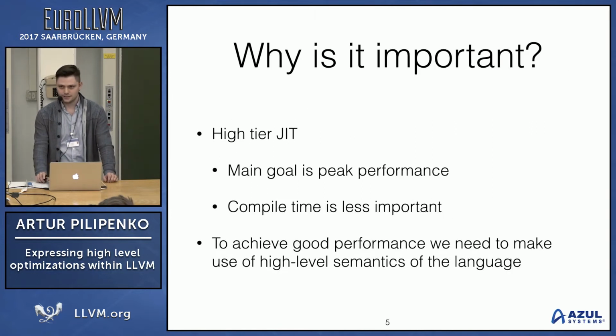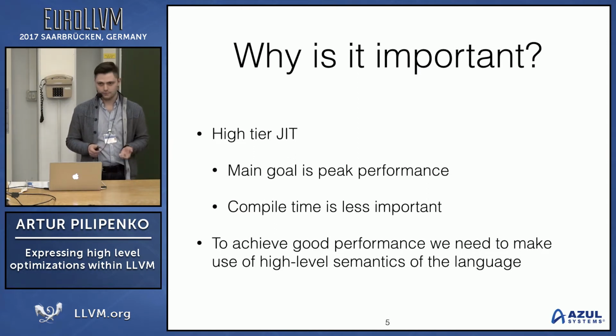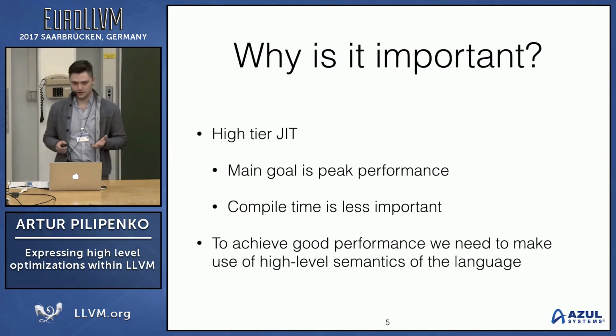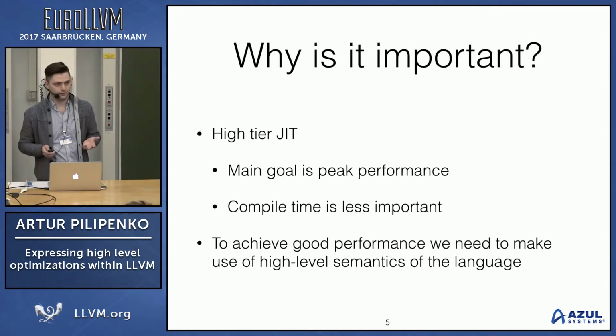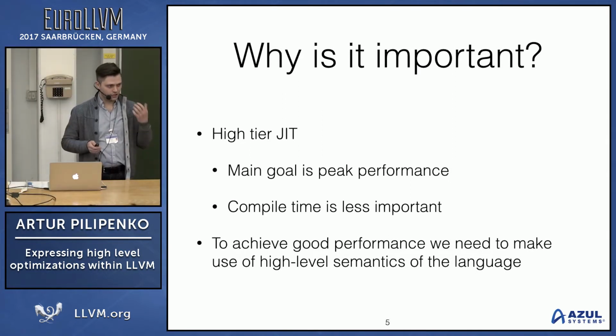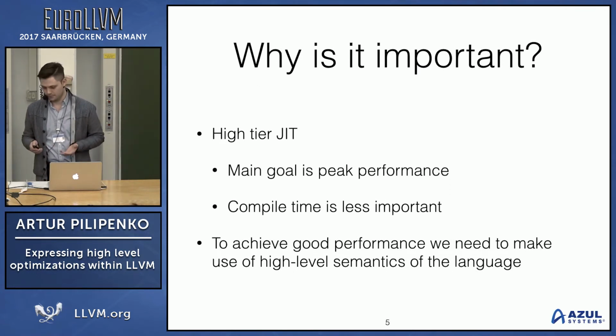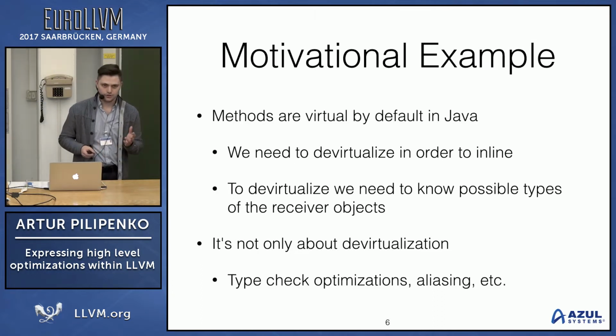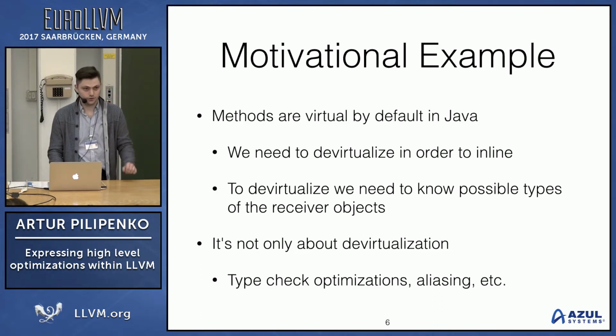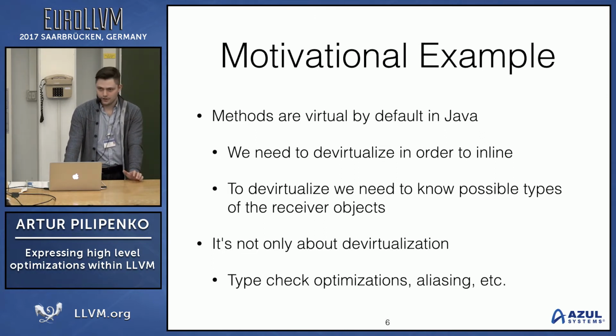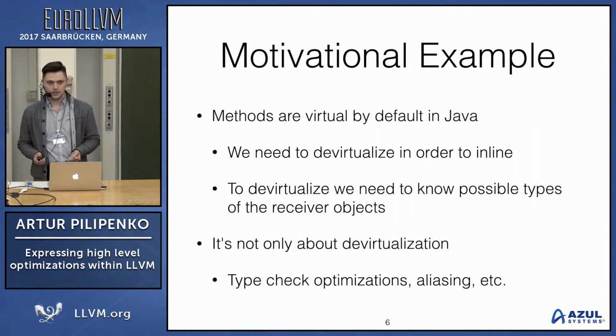It is important for us because we are building a high-tier JIT. We already have an interpreter, we have a tier 1 compiler, and the ultimate goal for the compiler we make is performance of the generated code. And in order to achieve good performance, it's crucial to make use of high-level semantics of the language you compile. A good motivational example for Java is devirtualization. There are a lot of virtual invocations in Java code, but the good news is that most of these invocations are devirtualizable. So we can devirtualize, we can inline, and we can optimize through the call site boundary.